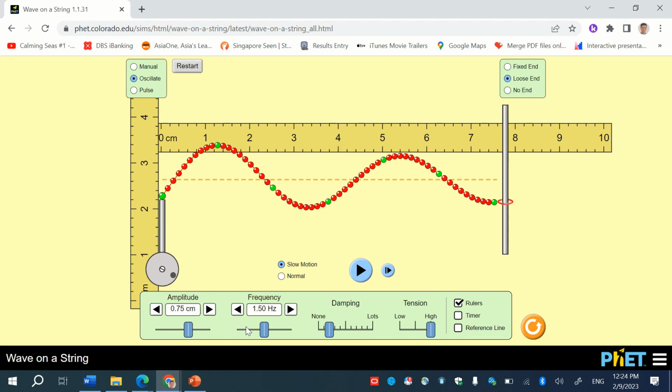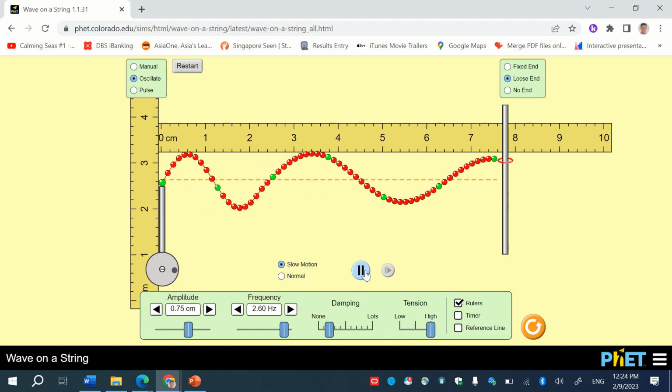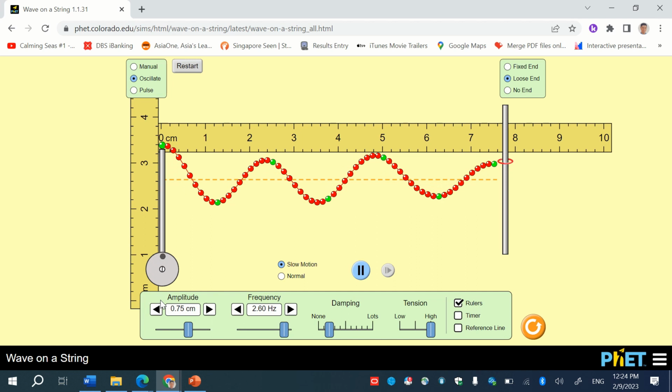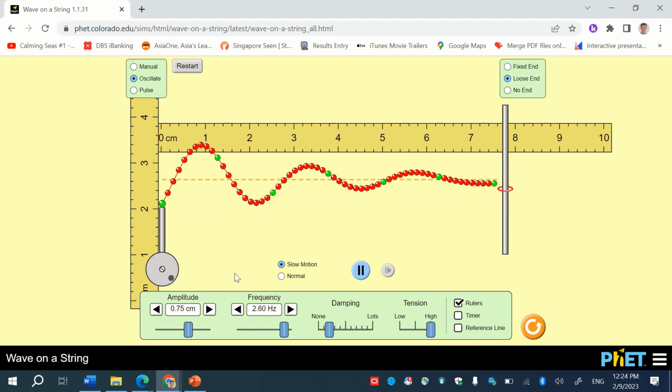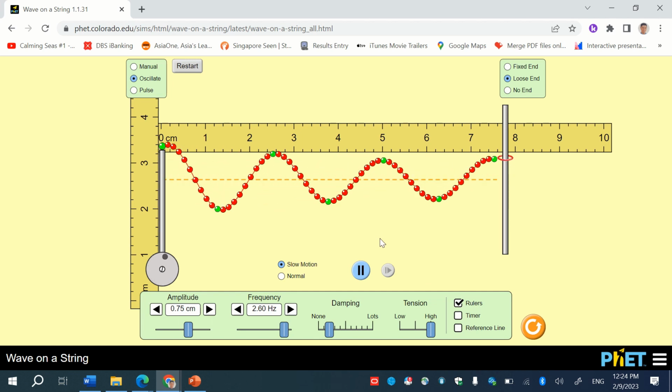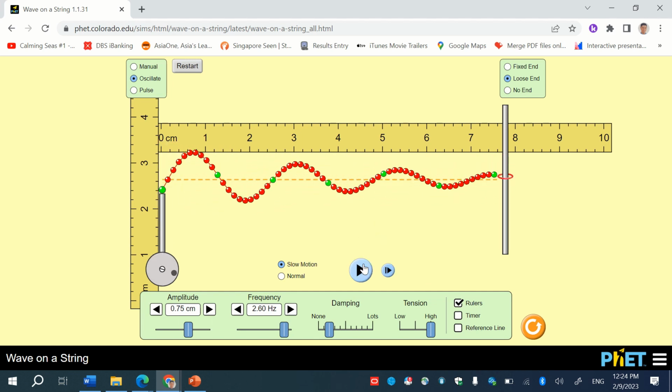But now I increase the frequency. See, I increase the frequency. Let's see what happened to this source of vibration. I still maintain the same amplitude, still the same, but my frequency has increased. Frequency increased, and I pause the wave now. One complete wave now.